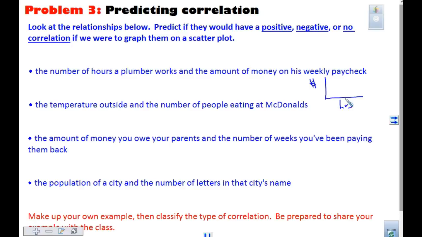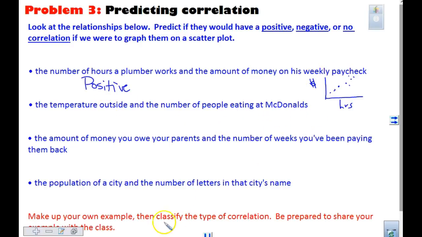What do you think? Probably positive, right? If you're an hourly employee, as your hours increase, it's going to look very linear, right? You might have some that are off a little, but pretty much you're getting paid the same amount per hour. So we would say that this is positive. It has a positive correlation, okay? That's what my graph might look like.